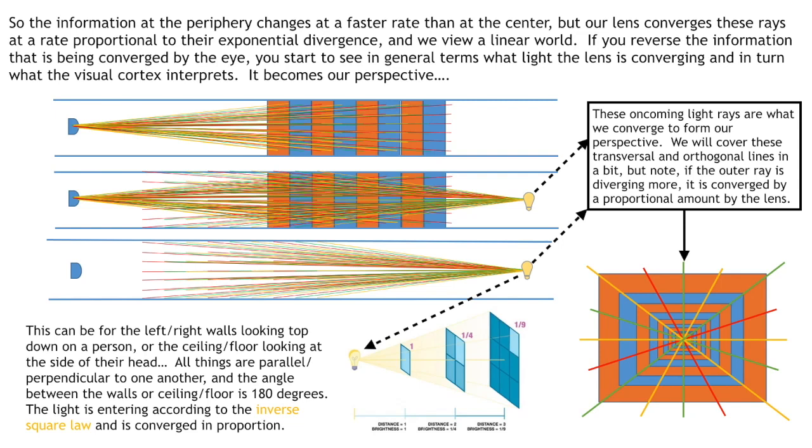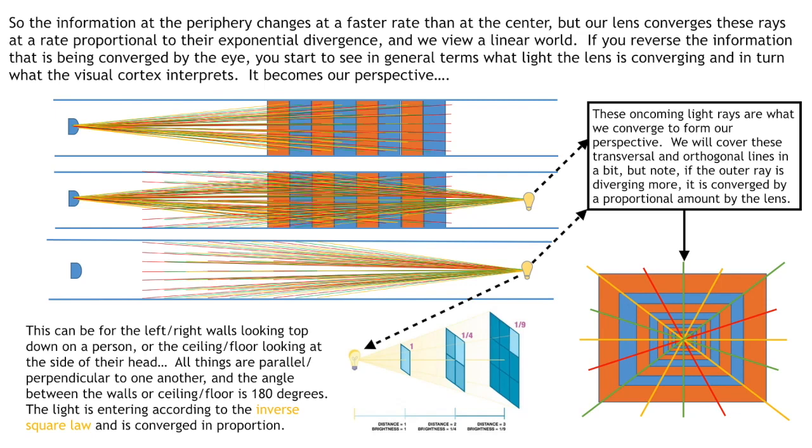But the light rays that are being extended off the object are exponentially radiating outward from a point source according to the inverse square law, which means that as the distance increases, the object's apparent size decreases at a rate inversely proportional to the square of the distance.